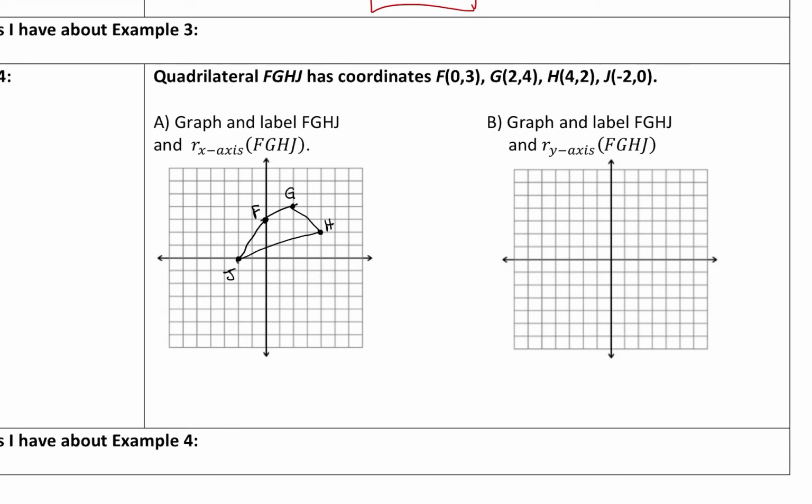Okay, so then from here, we're going to reflect it over the x-axis. J is already on the x-axis, so J prime is going to stay the same, still at negative 2, 0. Then we're going to reflect F. F is 3 above, so we're going to go 3 below. So F prime is going to be at 0, negative 3.